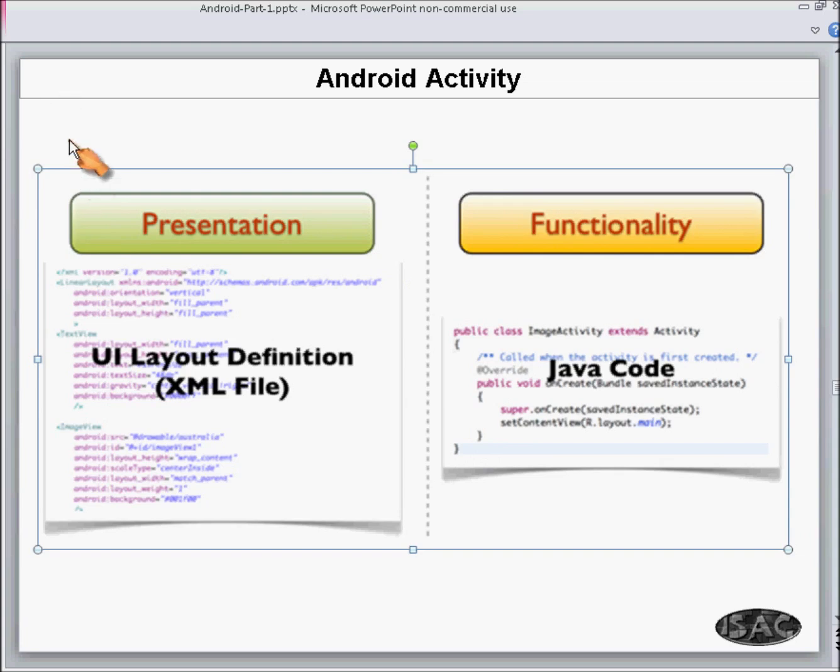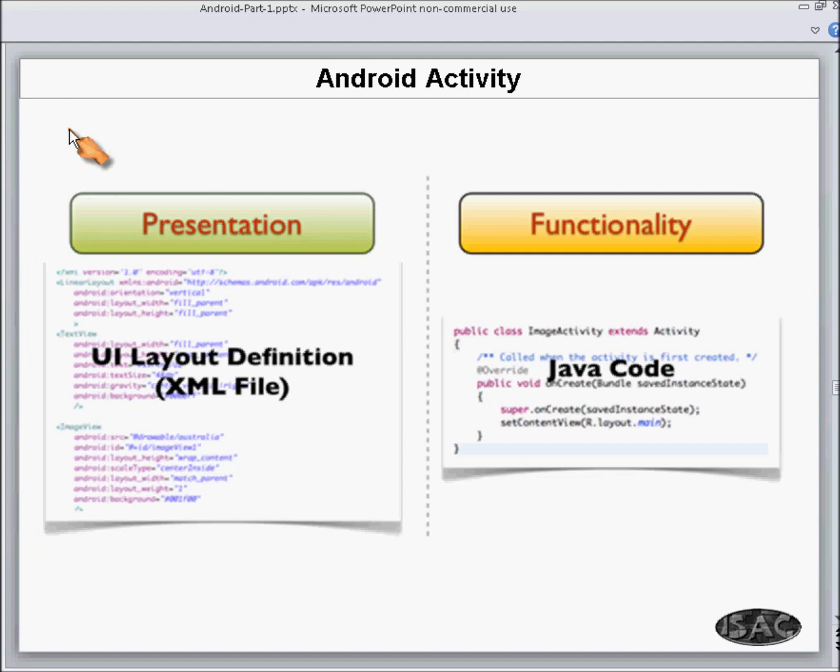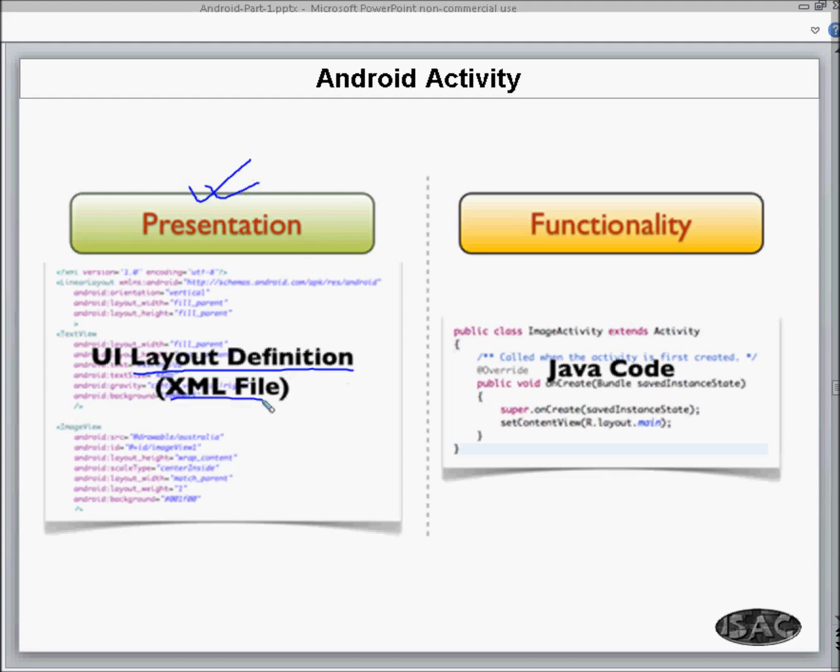You are using nothing but a layout definition. So this is your presentation part, and that is in your layout definition in an XML file. Okay, and you have linear layout, then few text view, and then something here and all of that. Now this is called UI layout definition.